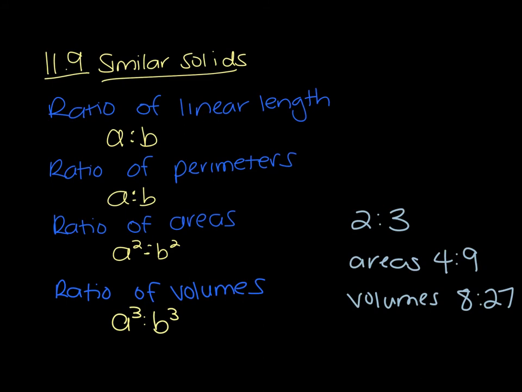Or it could work the other way around. Like, let's say they give you the ratio of the volumes and they want the side lengths. You would have to work your way backwards. So you'd have to find the cube root of each of those numbers.